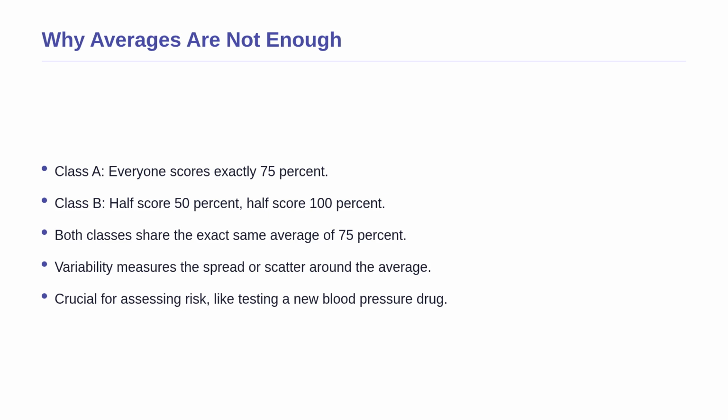In computational biology, this is critical. If a new drug lowers blood pressure by an average of 10 points, but causes wild fluctuations in individual patients, it could be dangerous. Variability tells us the true story.